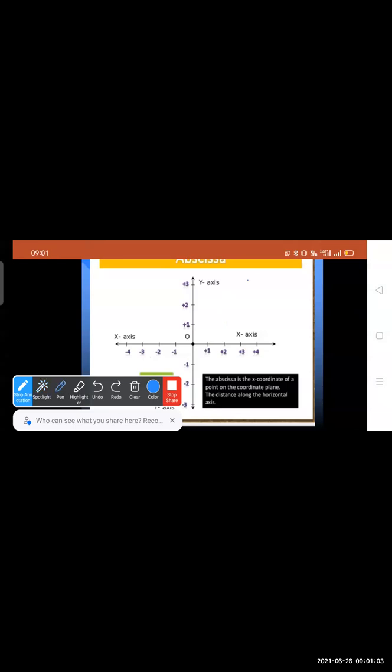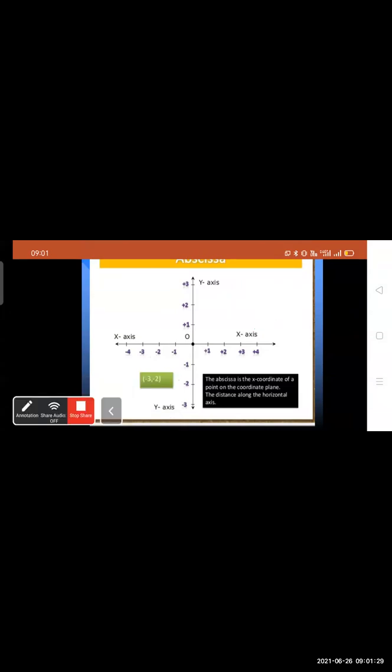See, this is called a coordinate: x comma y. This one is the x coordinate and this one is the y coordinate. So the x coordinate is called the abscissa. For example, you have the point 2 comma 3. Which one is the abscissa of this point? 2 is the abscissa. It means the x coordinate of the point is always called the abscissa. Okay, so abscissa is the x coordinate of a point on the coordinate plane.